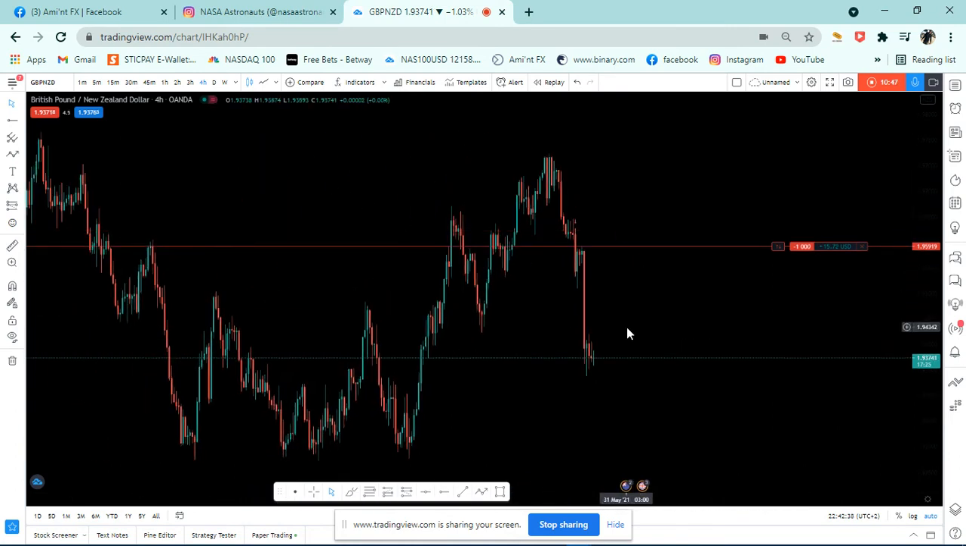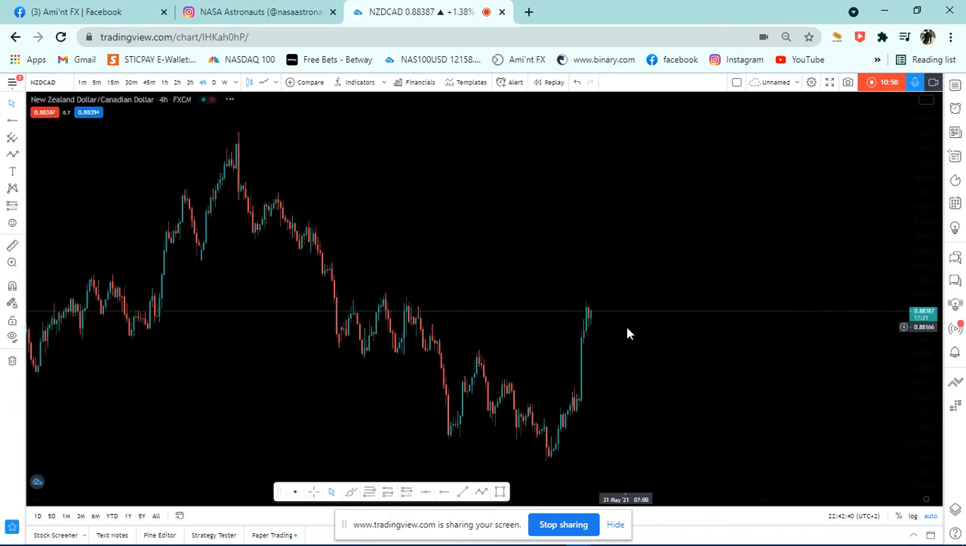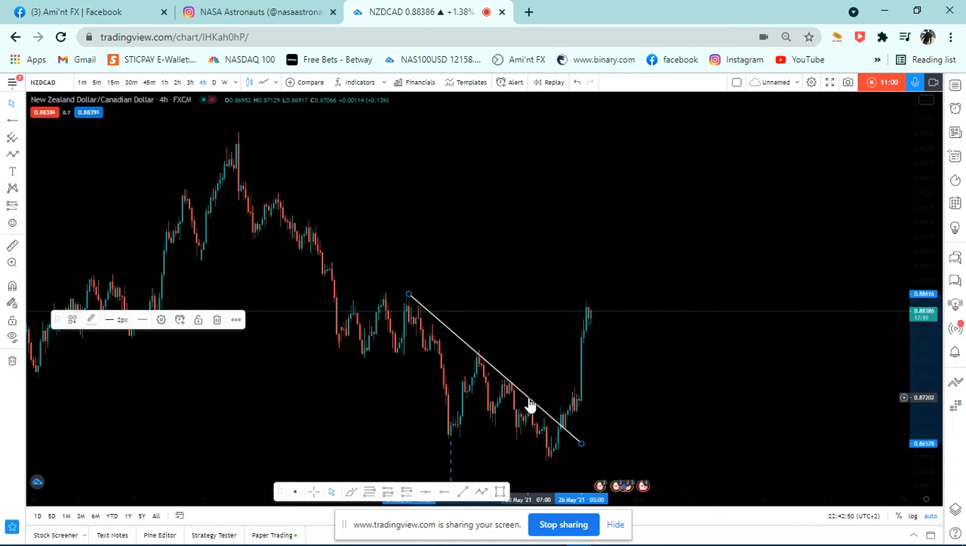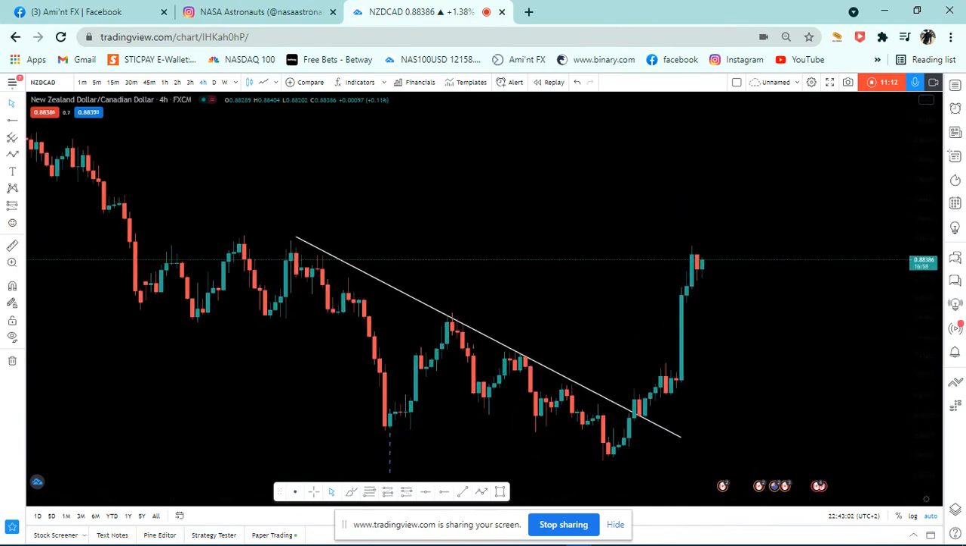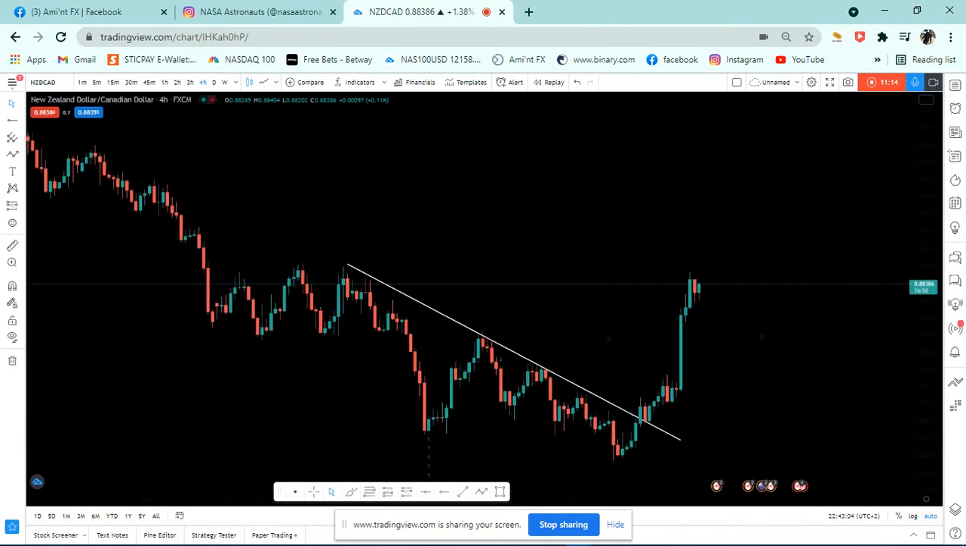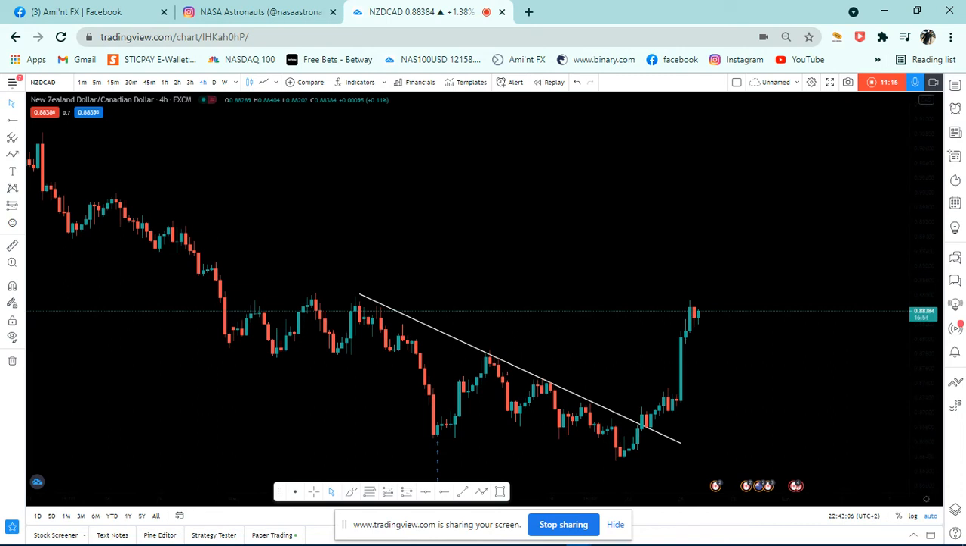Let's see. So this is New Zealand dollar against the Canadian dollar. Actually, I drew that. You see, this is a 4 hour time frame. Let me just zoom out a bit like that.